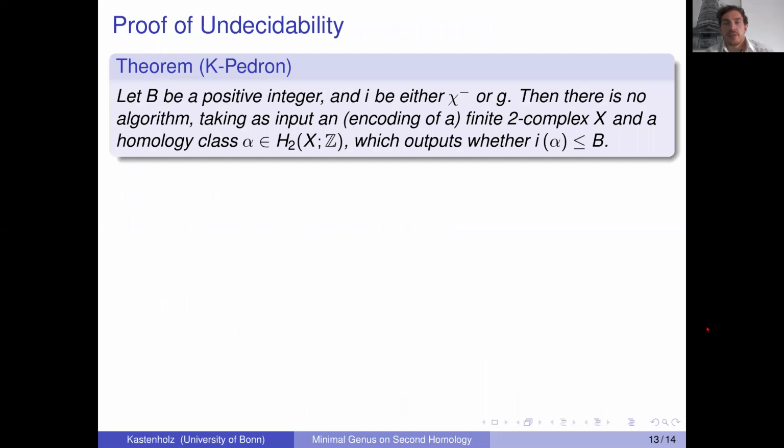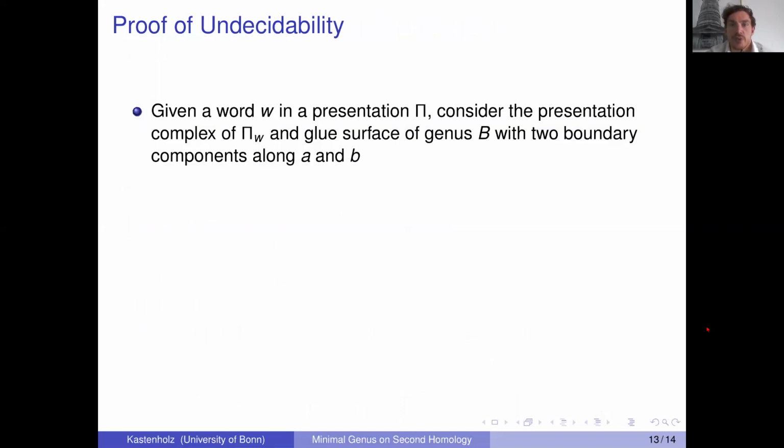So how do we proceed in order to prove this theorem? As I've explained before, we want to produce an algorithm that solves the word problem. So let's start with a word W in our presentation, and then we consider the presentation complex of pi w.